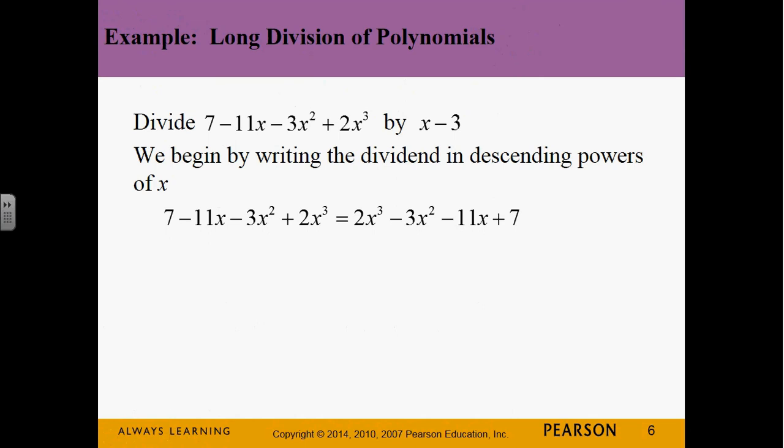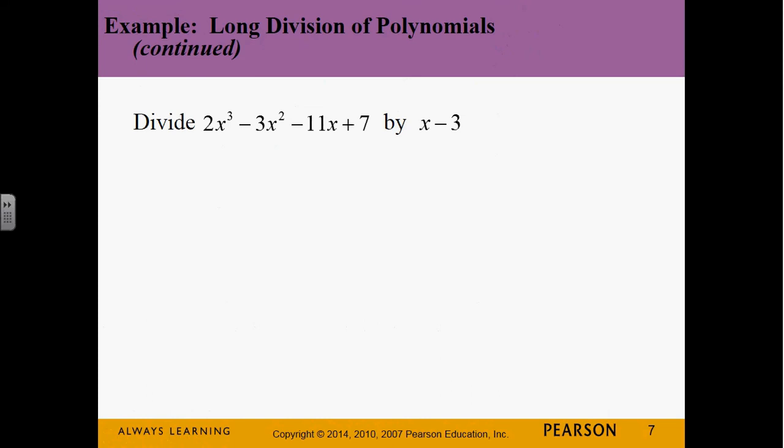Now, once we've got it written like that, we can write it out as division: x minus 3 going into 2x cubed minus 3x squared minus 11x plus 7. This is how long division looks. It's how long division looked when we did numbers, right? You always have the dividend and the divisor and your house. So we're going to say, what do I have to multiply x by to get to 2x cubed? 2x squared, right? That'll give me 2x cubed. So the 2x squared is the first term of your quotient.